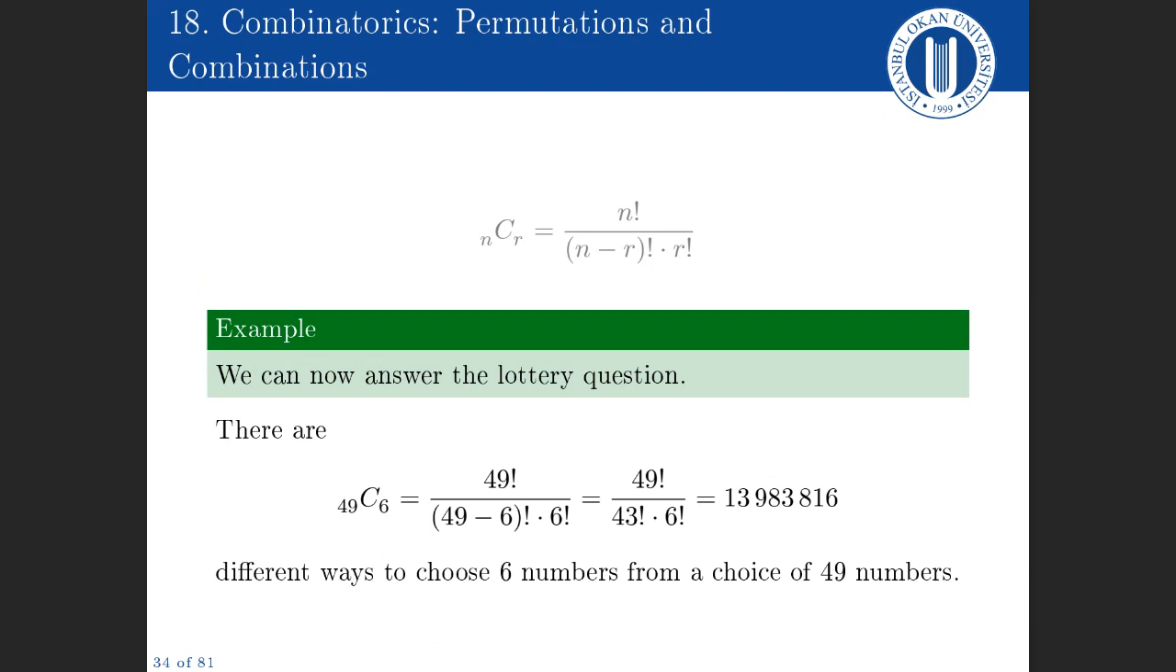Now we're ready to answer the lottery question. How many different ways are there to choose 6 numbers out of a choice of 49 numbers if the order doesn't matter? The answer is 49C6. Put the numbers 49 and 6 into the formula, and then we find that there are almost 14 million different choices, different combinations.